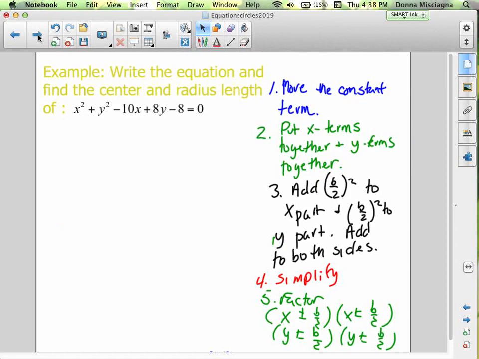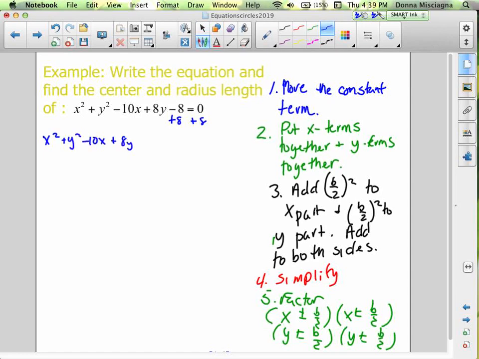All right, so we're going to move the constant term. There's one constant term there, so we'll add 8 to both sides. I'm going to try to write smaller, so maybe this time I won't have to pile up my constant terms. X squared plus y squared minus 10x plus 8y equals 8. And then we'll put the x terms together and the y terms together. So that's x squared and negative 10x go together. And then y squared and 8y go together.